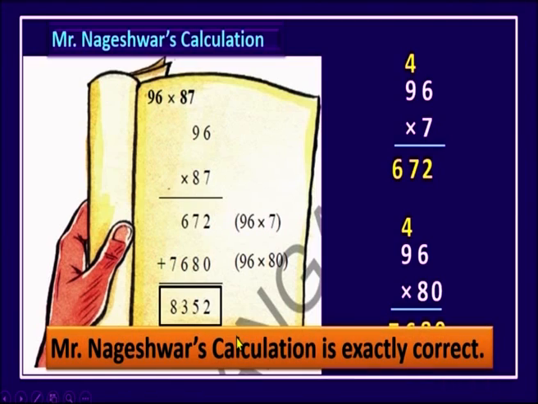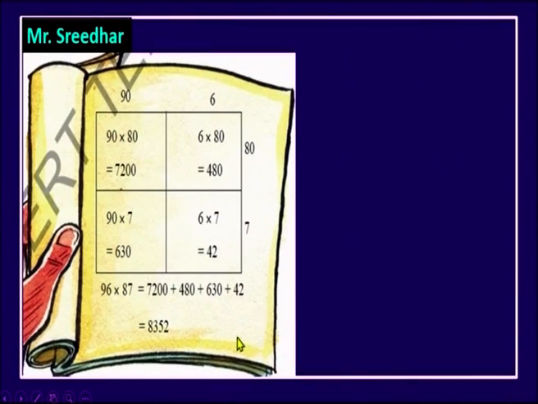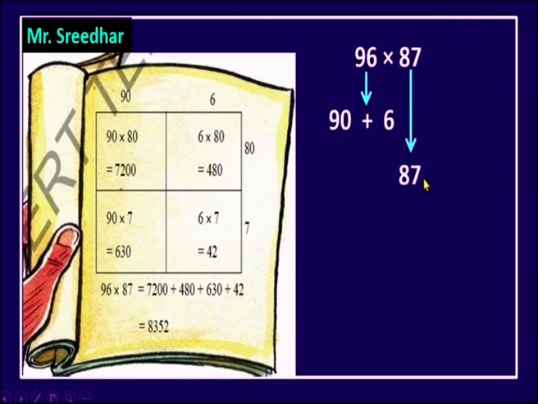Okay children. Now let us see how Mr. Sridhar has performed this, multiplying 96 with 87. So what did he do then? Yes, this 96 is split into 90 plus 6, 96. Whereas 87, he split that into 80 plus 7. So this is how you can see here, 90 plus 6, 80 plus 7. So in first case, what did he do, children?